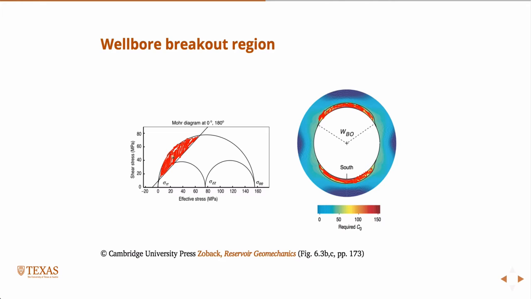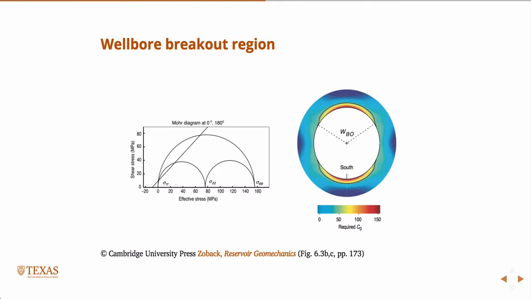Now, in this case, these lines are drawn for some single value of unconfined compressive strength, in terms of where these wellbore breakout regions would occur. However, we can also plot it, and that's what's done here. If you look at the color contours, what they represent is the required unconfined compressive strength such that you do not get breakouts, if you will.